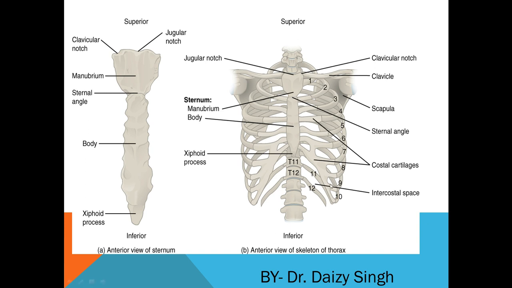This bone is the sternum. It has a manubrium and the body. These are the ribs, the 12 ribs. And on the posterior aspect, we have the vertebrae. So these bones form the thoracic framework, the thoracic skeleton.